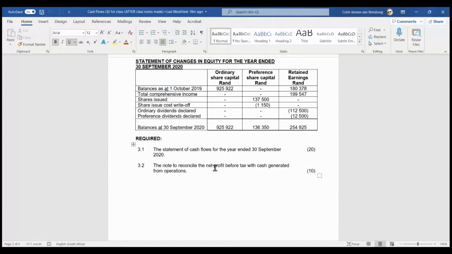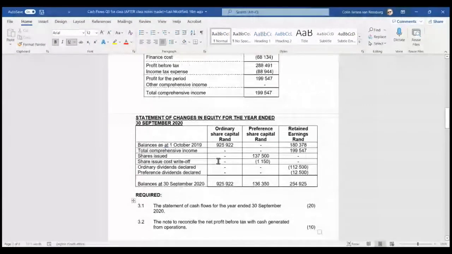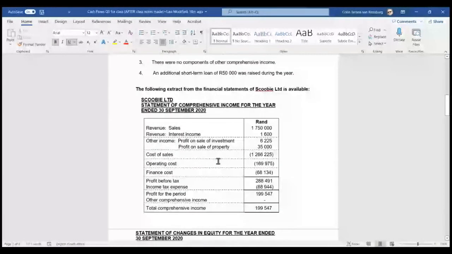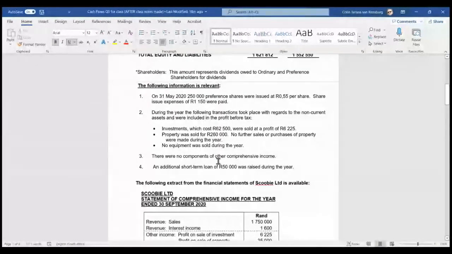Okay. Now, ladies and gentlemen, this is my first little hint when it comes to a question that deals with a statement of cash flows. I normally go through the statement of comprehensive income, the statement of changes in equity, and the notes. In this case, we haven't got any notes, but we do have some additional information in the place of the notes. And what do I do? Perhaps I should just justify what I'm saying first.